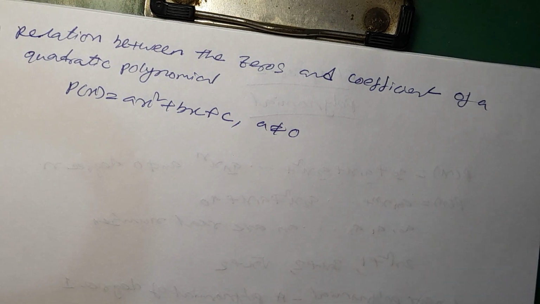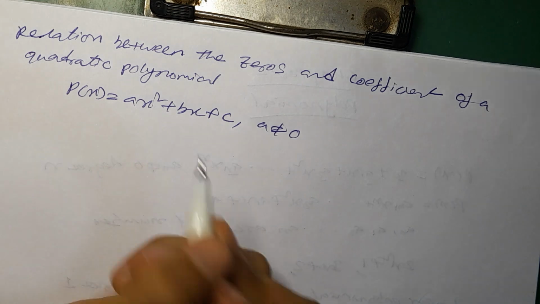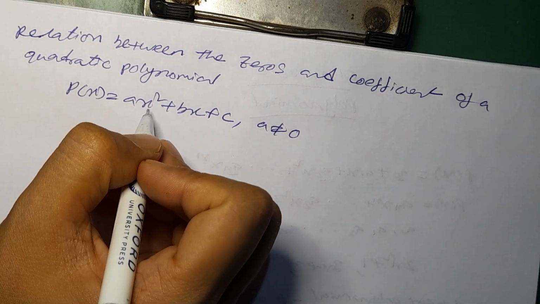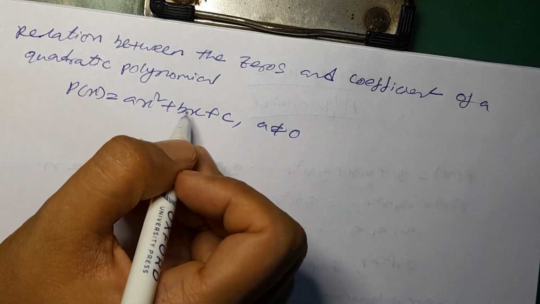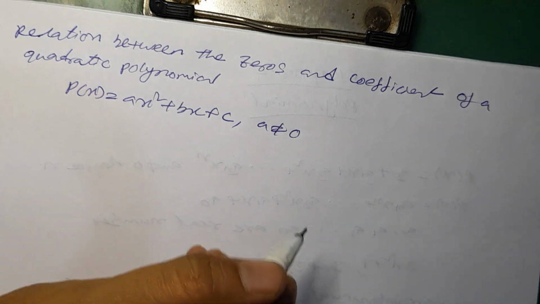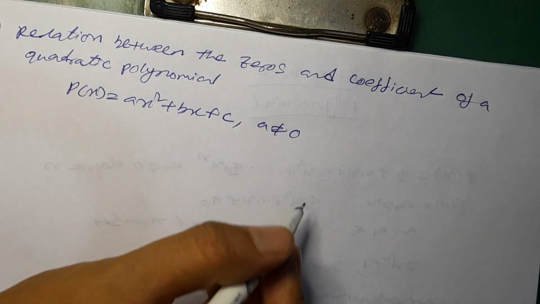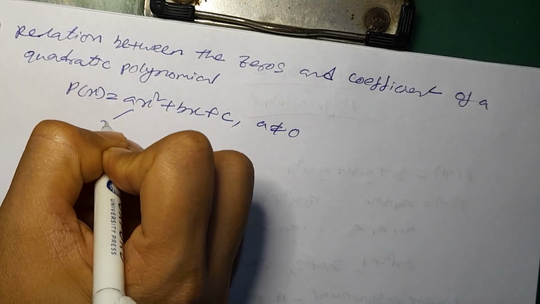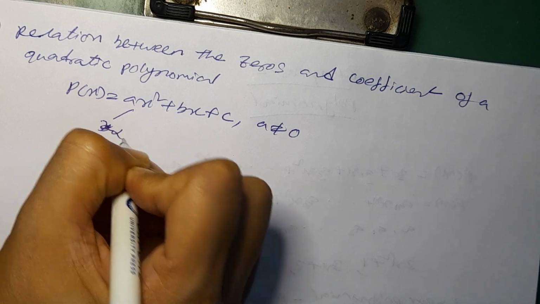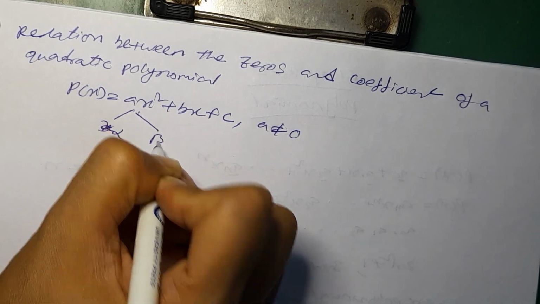Now, what are the zeros of the polynomial? They are the values of x. How many values of x you get depends on the power. Here, what is the power of x? Here the power of x is 2. So if you solve this equation, you are going to get two values of x. One we will consider as alpha and the other will be considered beta.